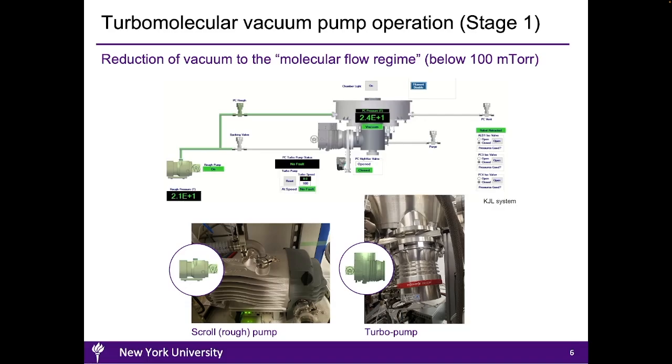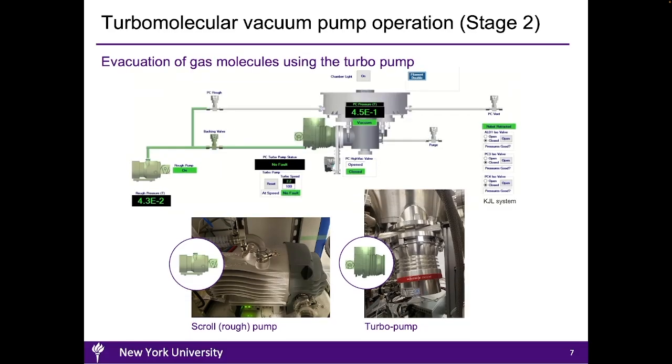In this stage, it is crucial to ensure that the turbo pump is isolated from the chamber as well as the scroll pump by ensuring that the pneumatic valves are closed. Failure to follow this procedure may result in permanent damage to the turbo pump system.